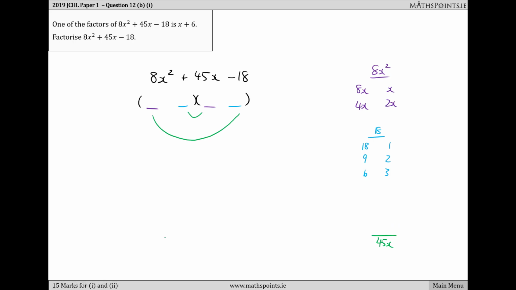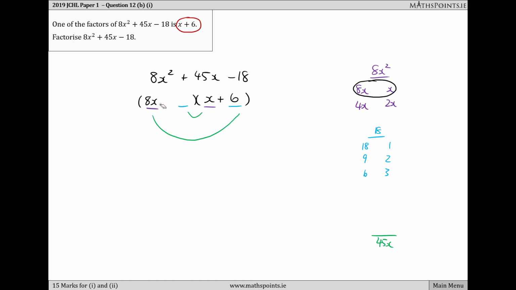Now there's a big hint in this question, and the big hint is that they've given us one of the factors. This is something that they didn't have to do, but they've given us that one of the factors is x plus 6. And so that's going to make our life very easy. We know that the second bracket, for example, is x plus 6. And so now, if we try and decide what we have to multiply by x to give 8x squared, well, it must be the pair 8x times x.